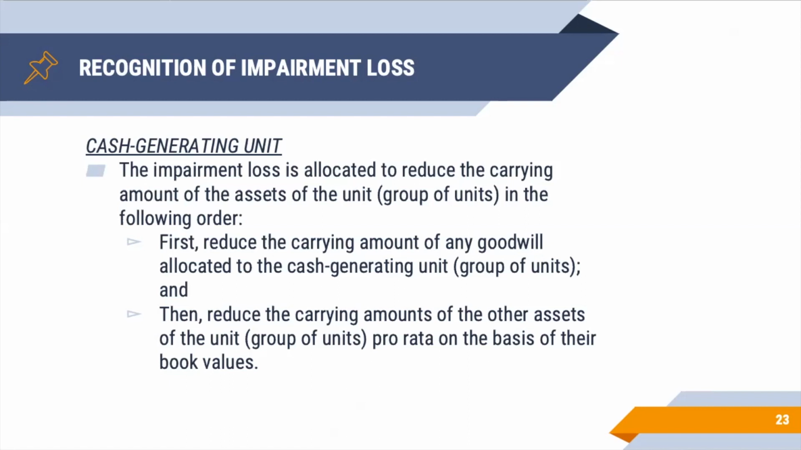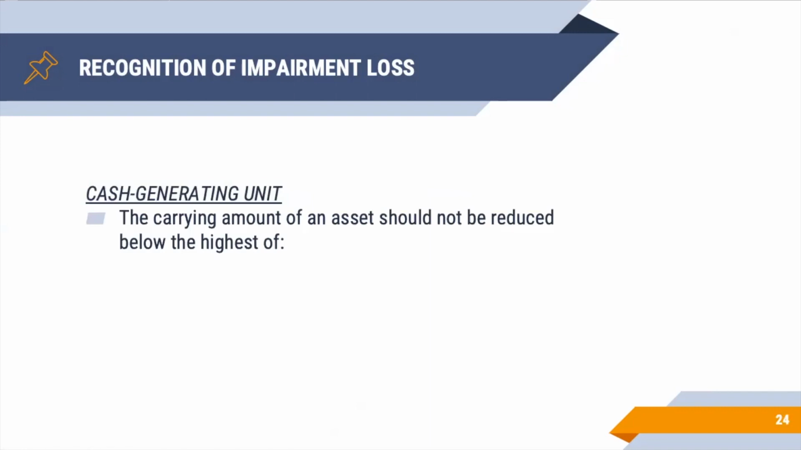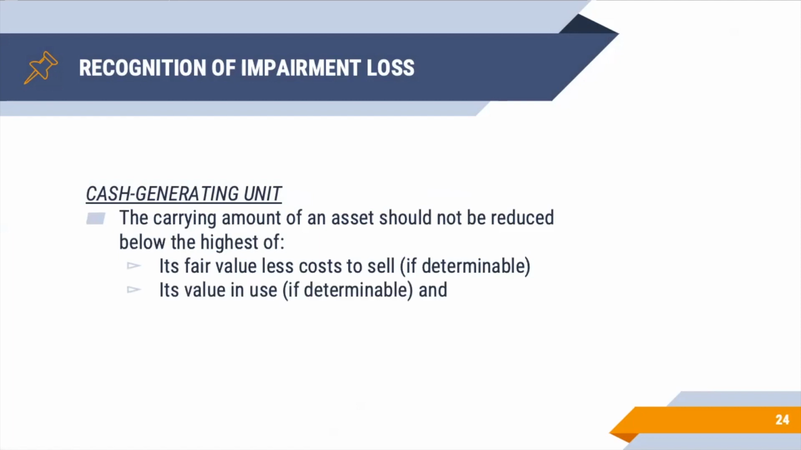Again, please take note, yung other assets dito, hindi lang to basta-basta other assets. Assets lang na capable of being impaired. So hindi kasali dyan yung mga current assets, inventory, hindi yan ini-impair. So normally, yung mga non-current lang, yung ina-allocate ng impairment loss. Also, please take note that when you lower the carrying amount of the asset, it should not be reduced below its fair value less cost to sell pag determinable, its value in use if determinable, and kung wala, zero. So hindi pwedeng maging negative.